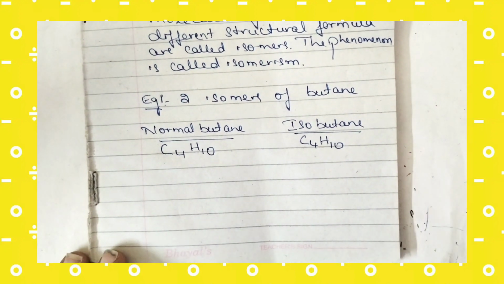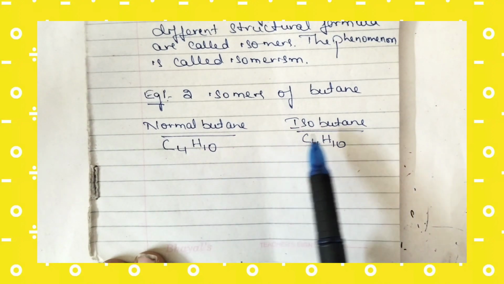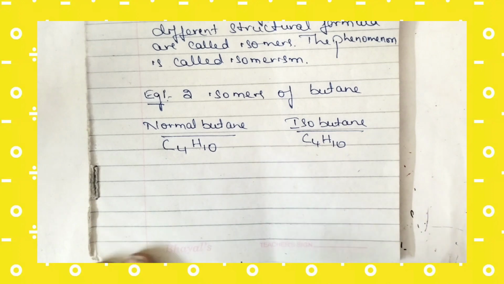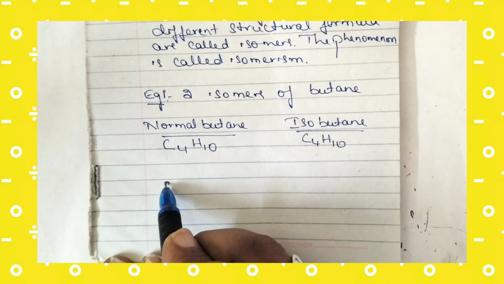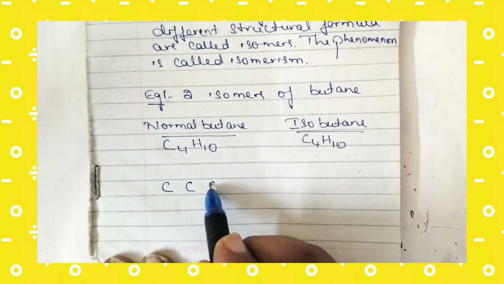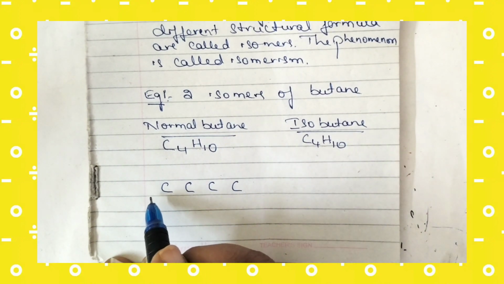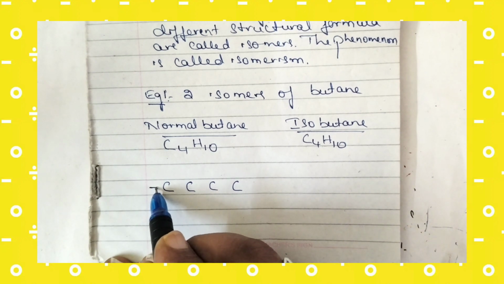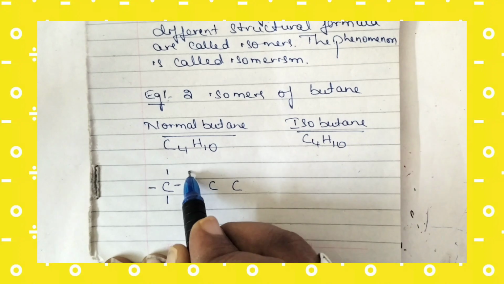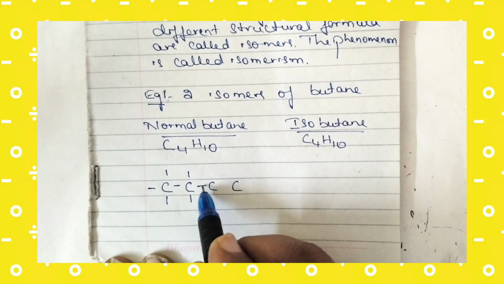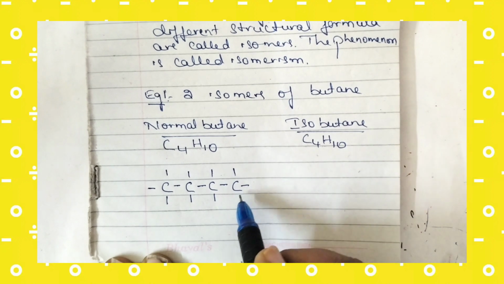So let us study about the structure. Both normal butane and isobutane have the same molecular formula. Now let us write the structural formula. So 1, 2, 3, 4. Since it is ane, everywhere we have to use the single bond only.